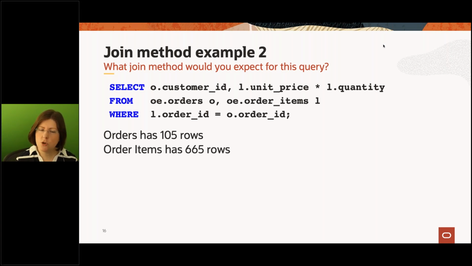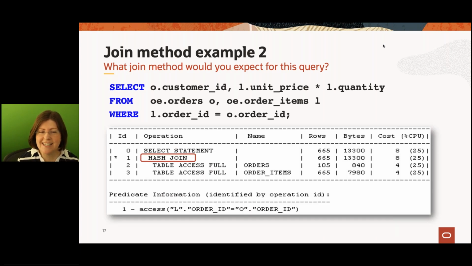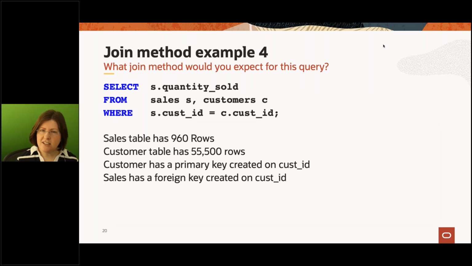What about this one? I'm joining orders to order items. I have an equality predicate. The tables are larger now, 105 rows for orders, 665 rows for order items. I'm fairly certain this would have been an easy guess for you. It's a hash join. Why? We have an equality predicate, and I didn't mention anything about indexes, so a hash join would be the most efficient way to process those two tables.